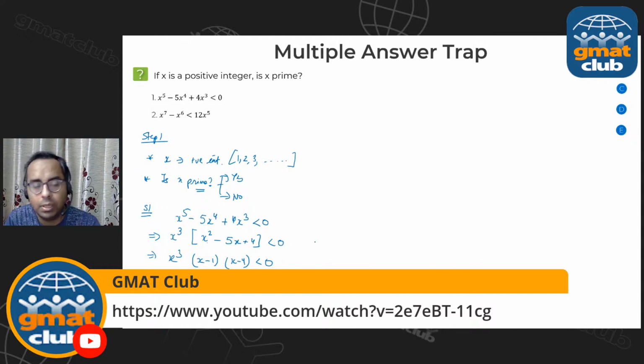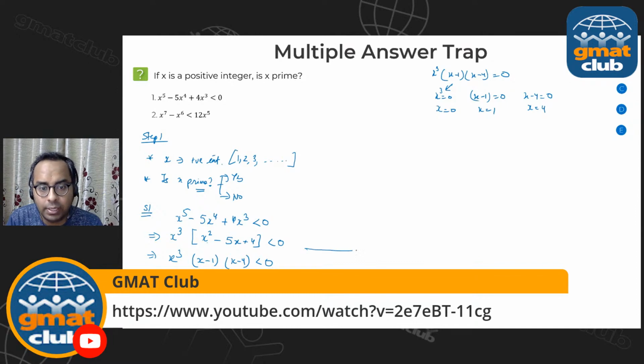Don't plug in numbers. Now, remember that if you have something like this, (x minus 1)(x minus 4) equal to 0, and you want to find out the roots, what do you do? You equate each of these terms equal to 0, and you find out the roots. So x equal to 4, x equal to 1, and even if you have x cube, doesn't matter. x cube is equal to 0. So find these, okay? Always find these. And again, the thing that I'm talking about now is actually known as the number line method. So find out these roots and mark them on a number line, okay?